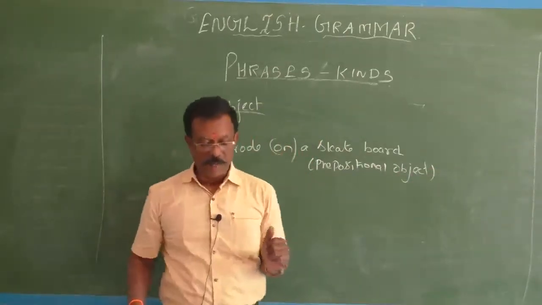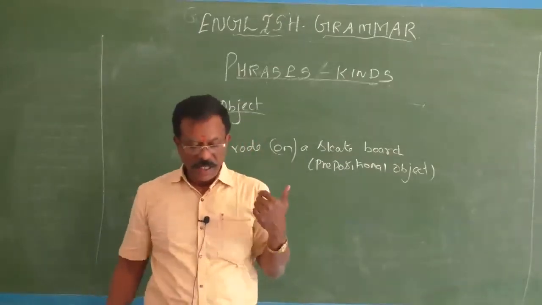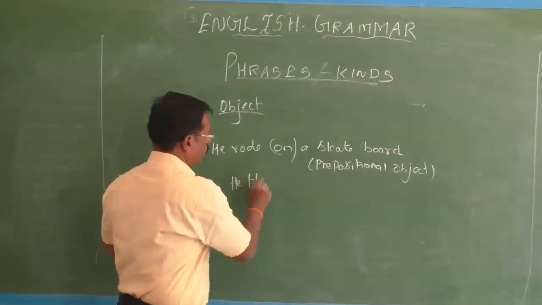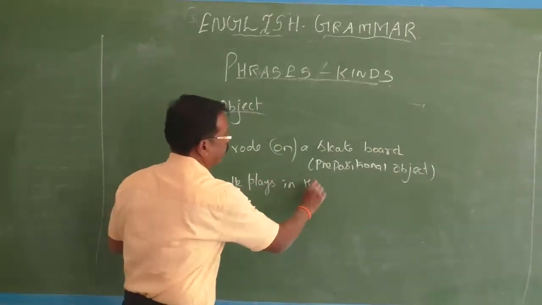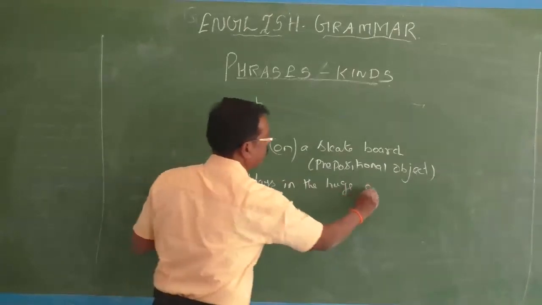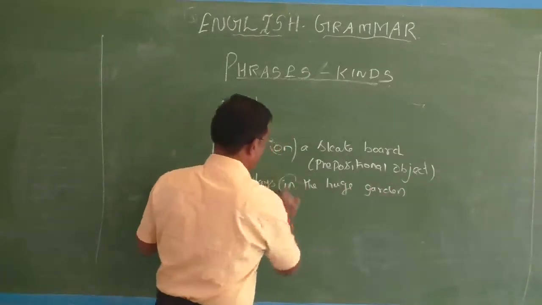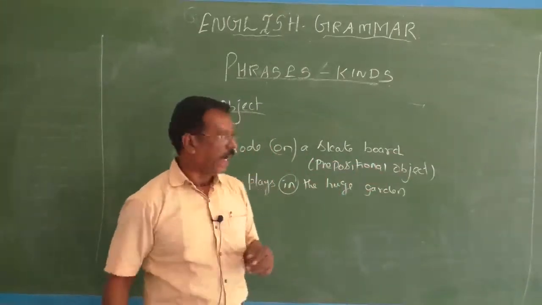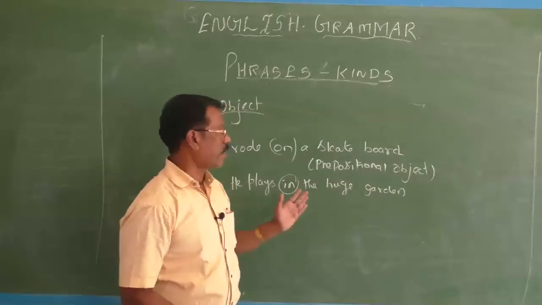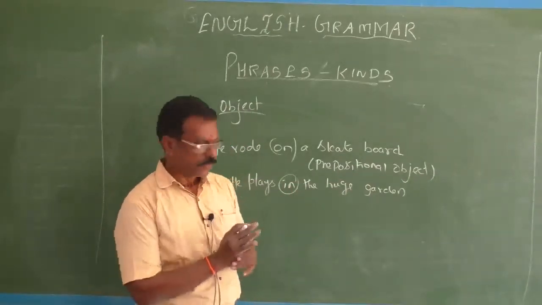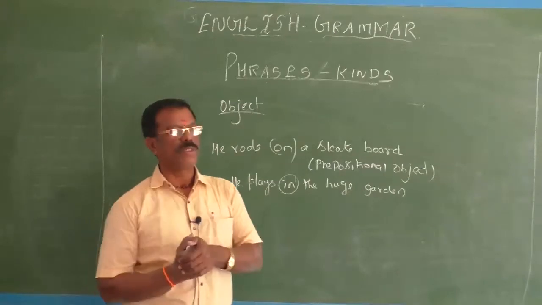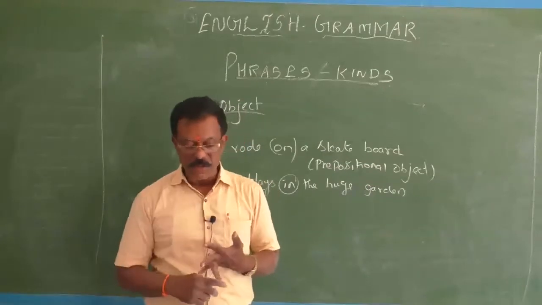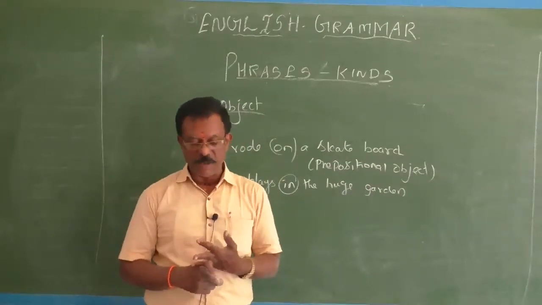Okay, children, be with me and pay your good attention. He plays in the huge garden. Here, in is a preposition. You see, in the huge garden, totally is a noun phrase, and the huge garden is an object of the preposition in. So, a noun phrase can be used as an object. It can be used as a direct object. It can be used as a prepositional object, an object of a preposition.